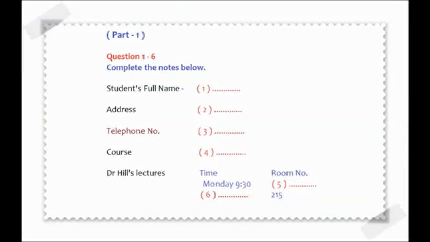Part 1. Miss Wang is going to register for her first year social science course. As you listen, fill in the gaps numbered 1 to 6. First you will have some time to look at questions 1 to 6. Now listen carefully and answer questions 1 to 6.